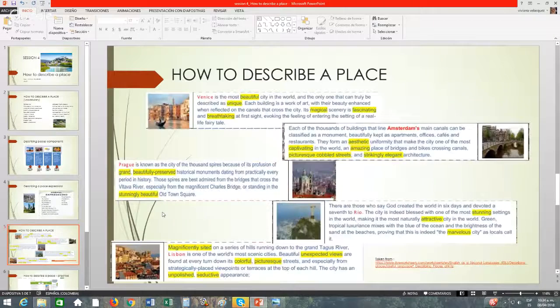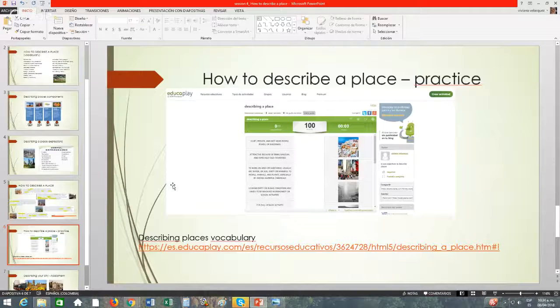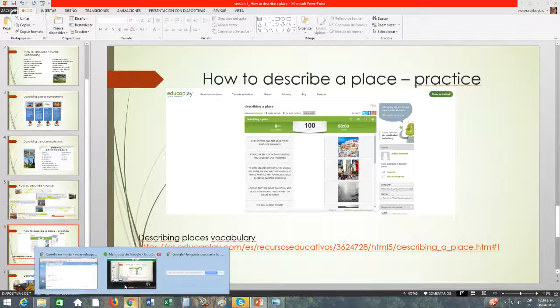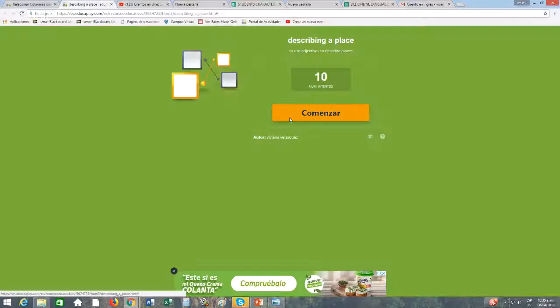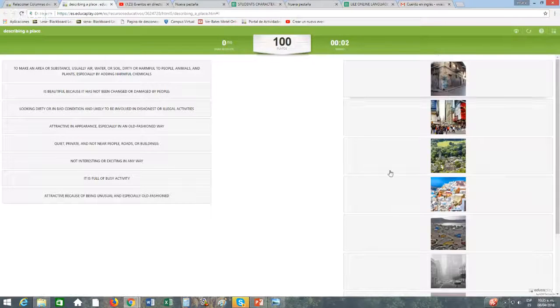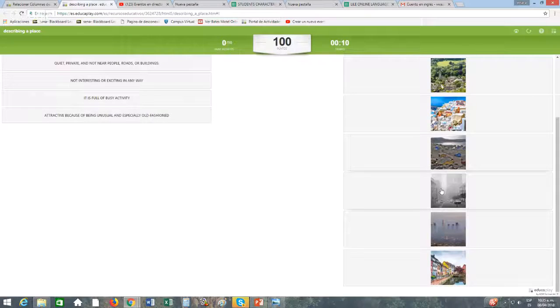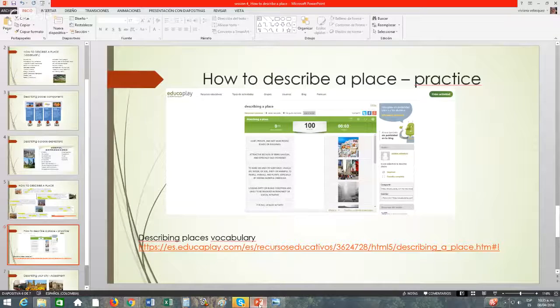Okay. So now we are going to check a little game. We are going to use the vocabulary we previously saw. You are going to connect the vocabulary with the special image. We have 8 different definitions, and we have 8 different pictures, which refer to the vocabulary we saw in this part.